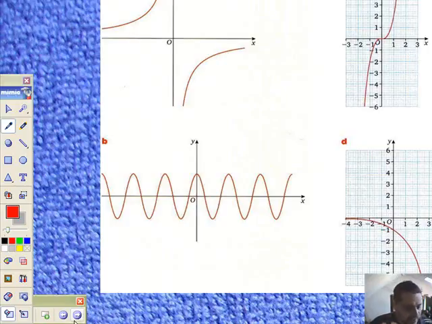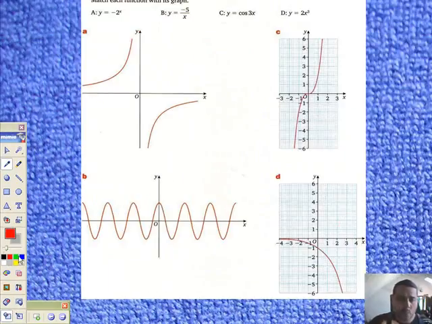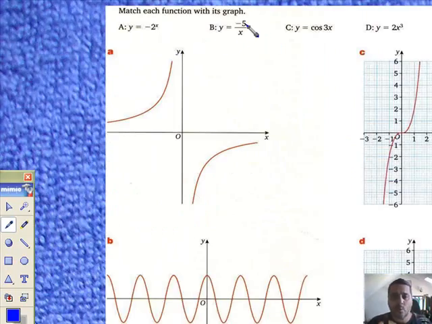And here's another great question. This is on page 326, A star. Again, matching graphs with their functions. Alright, so let's look at them. I've got y equals minus 2 to the power of x, so it's a power graph. I've got y equals minus 5 over x, so it's a 1 over x type graph. In other words, a reciprocal graph.